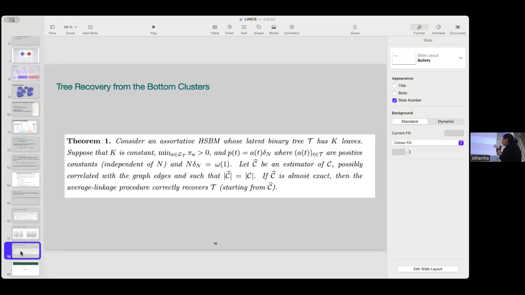In this case, the algorithm almost exactly recovers the community. So we have this property. The condition actually is this one. We need this condition.